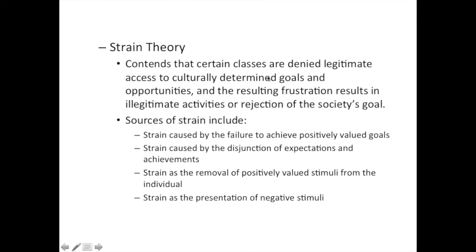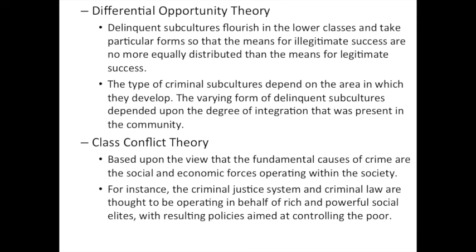Okay, next is differential opportunity theory. It is similar, but different. In this theory, delinquent subcultures flourish in the lower classes and take particular forms, so that the means for illegitimate success are no more equally distributed than the means for legitimate success. This explains that in the lower classes, there are groups that form. There are subcultures. What are examples of subcultures? Gangs, groups, criminal groups. These are formed in order for them to achieve their own goals.